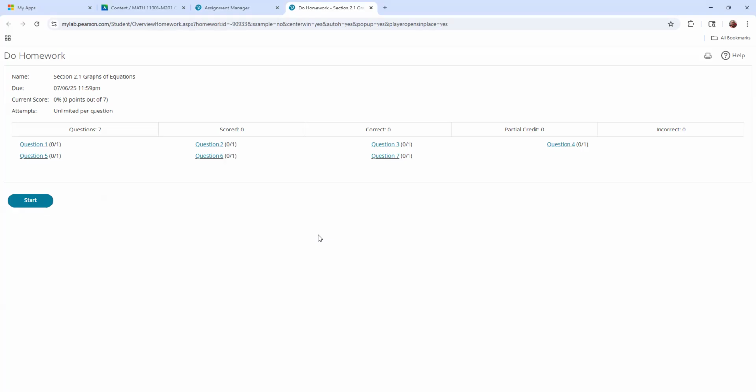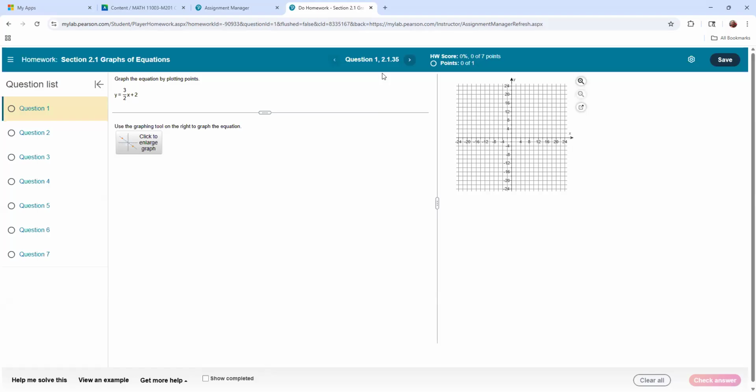You'll notice this one has 7 questions. So I'm going to start us out on number 1 here. So y'all, this one says graph by plotting points. And they're giving me y equals 3/2 x plus 2. All right, so I'm going to go back to my pad now that I got the problem. We'll work this out and then we'll go back to the pad and put in our answers.